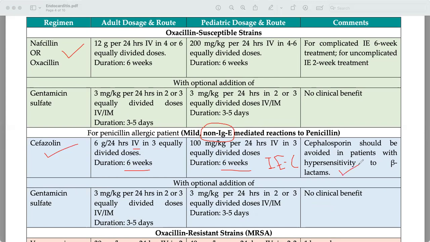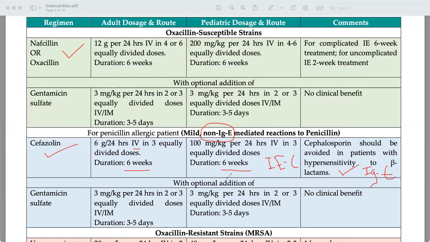Yes. Now, which hypersensitivity? If there is the IgE hypersensitivity, what happens in the IgE hypersensitivity? Anaphylaxis, angioedema, bronchospasm, and hypotension. Then we need to avoid cephalosporin as well.